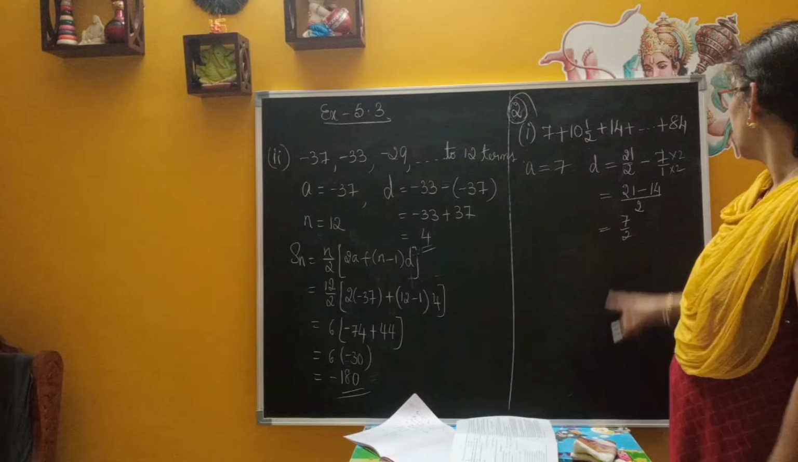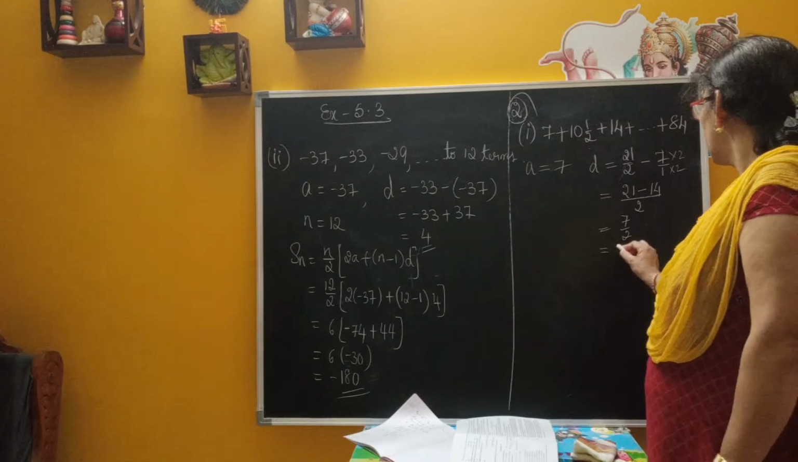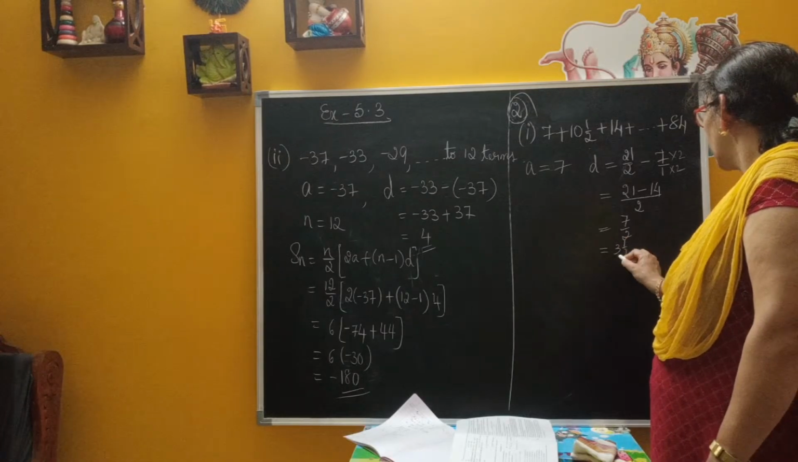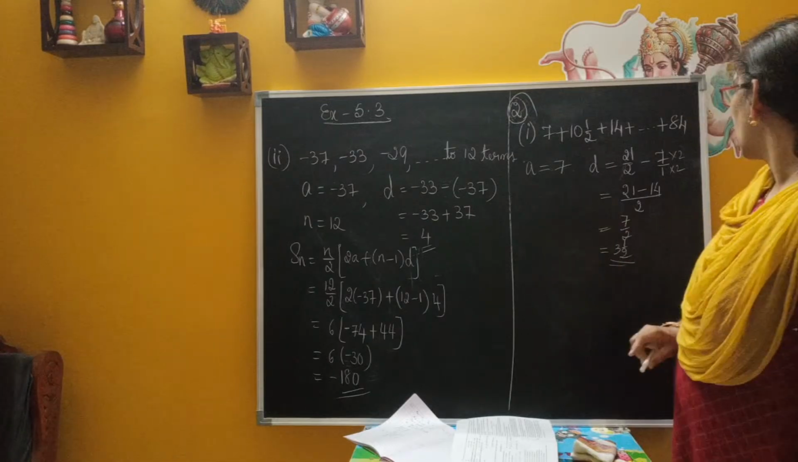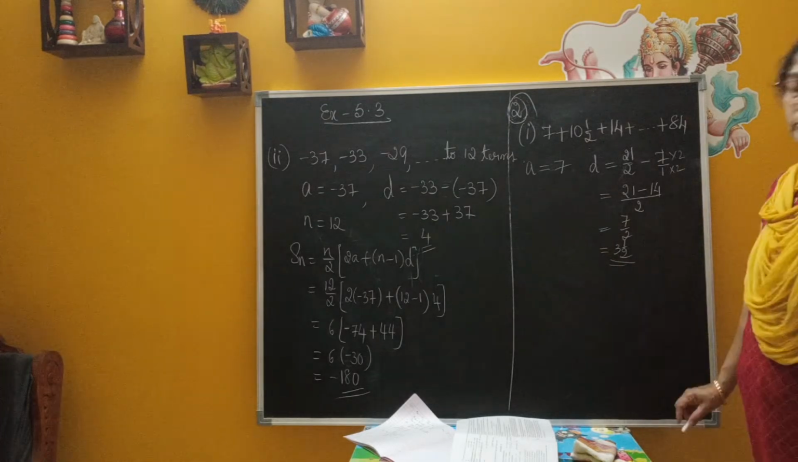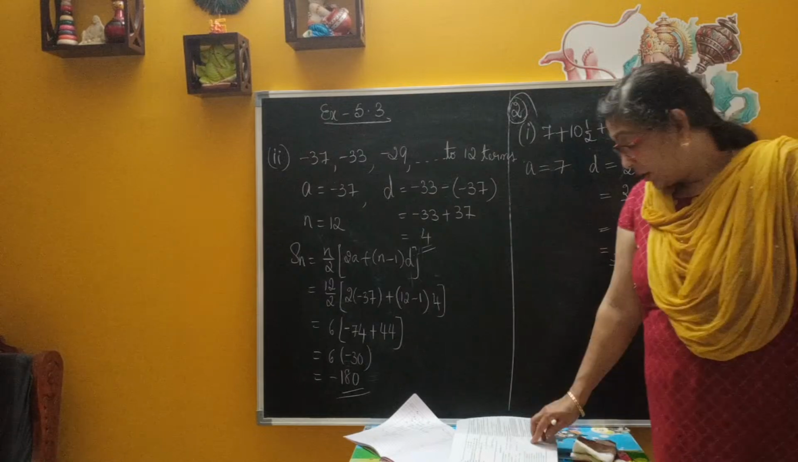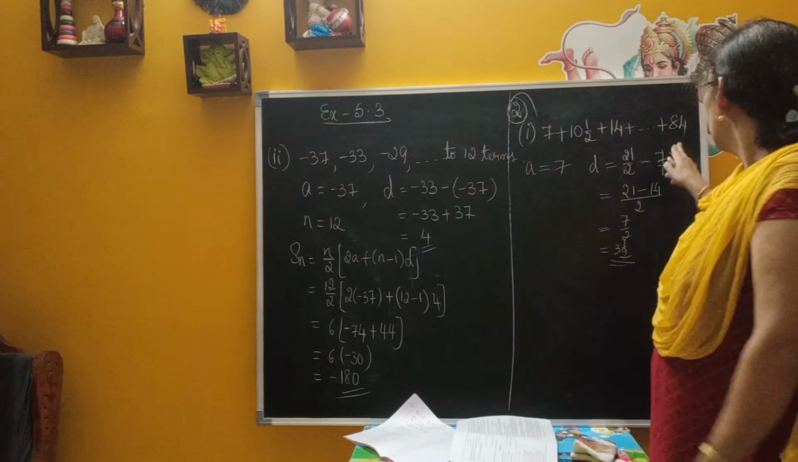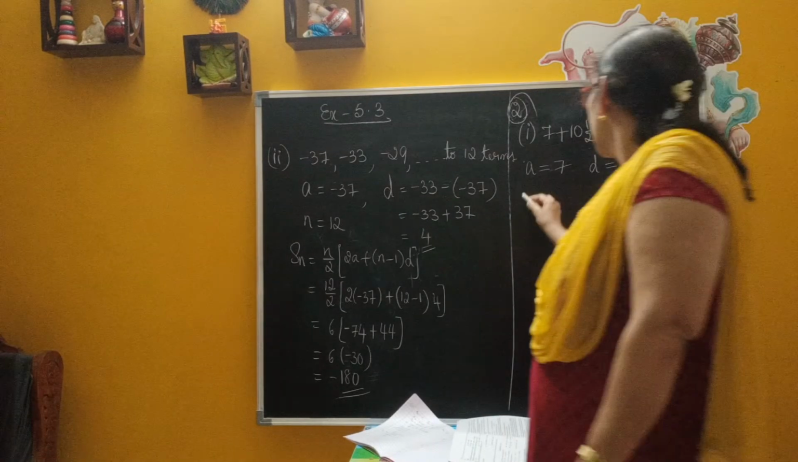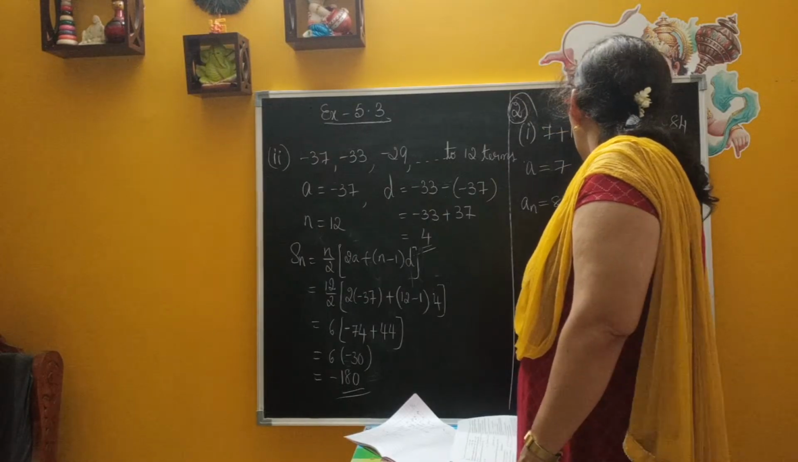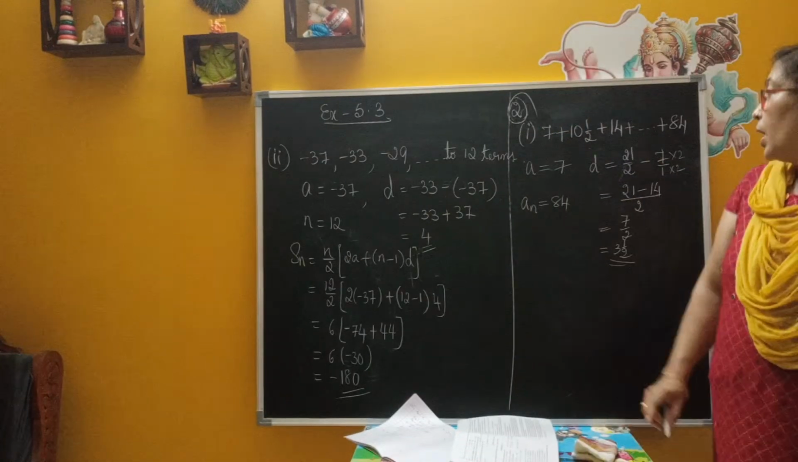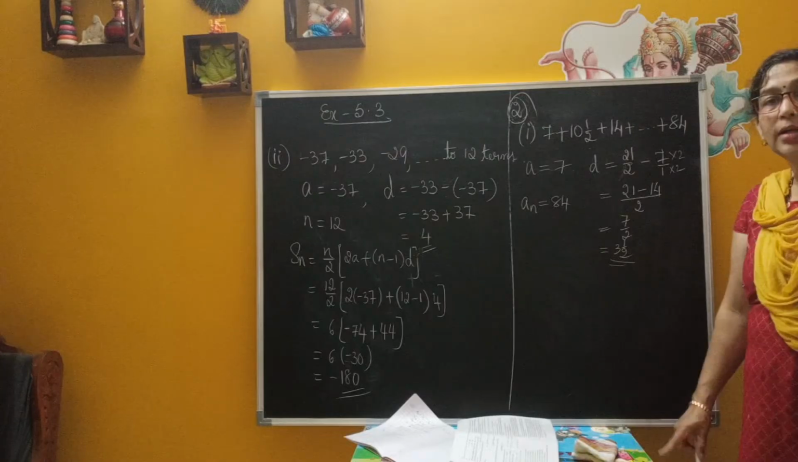Okay, 7 by 2. 7 by 2, if you convert, what do we get? 3 and half. 2 3s are 6. 1 remains, 3 and half. Okay, or 7 by 2. Now, yes, we got D value also. And what else is given here? A n, or last term L, it is given. Okay, 84. Now, how do you find the sum of this?